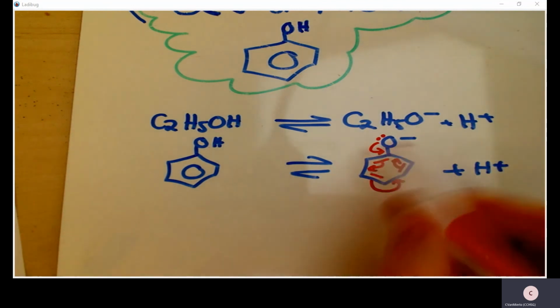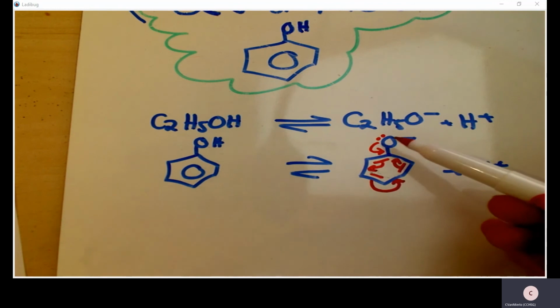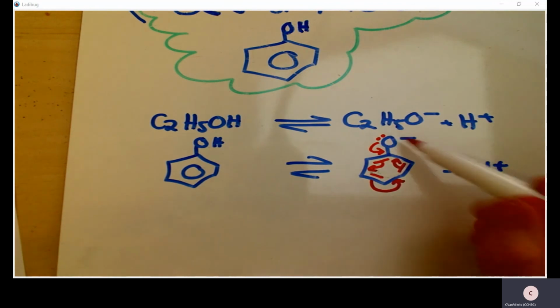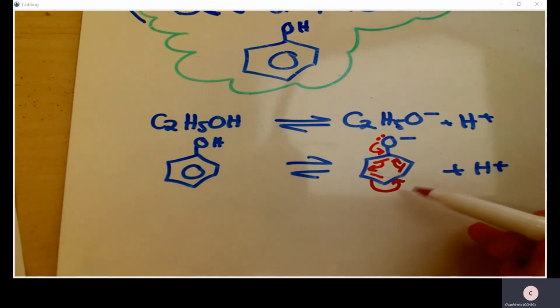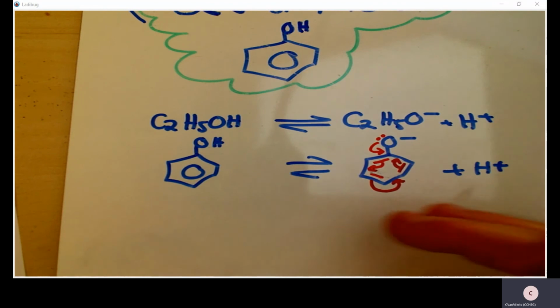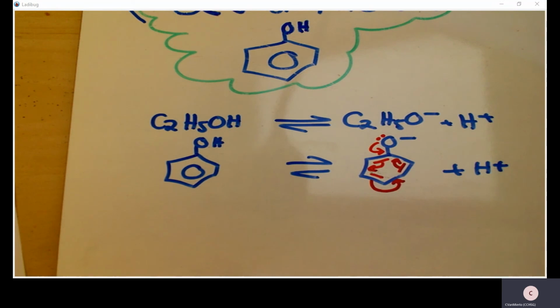So the delocalization of the lone pair of electrons in the p orbital on the oxygen into the ring gives us a much more stable phenoxide ion. The stability of this means that the equilibrium position lies further to the right-hand side, and so we have more H plus ions, so it's going to be more acidic.